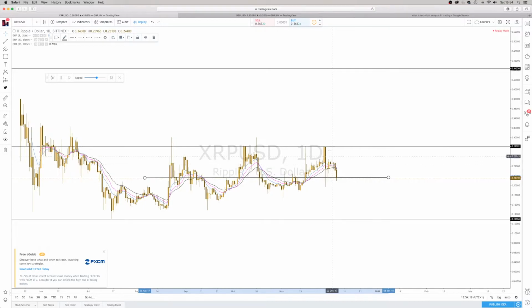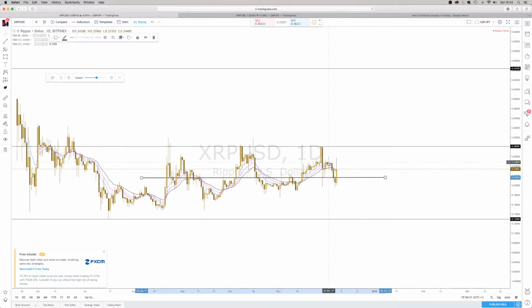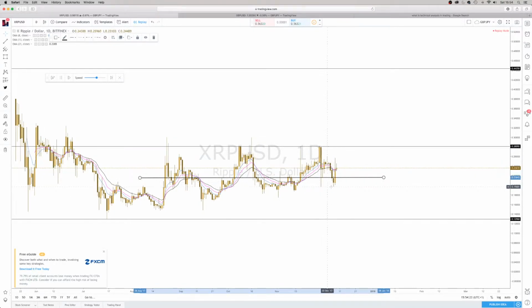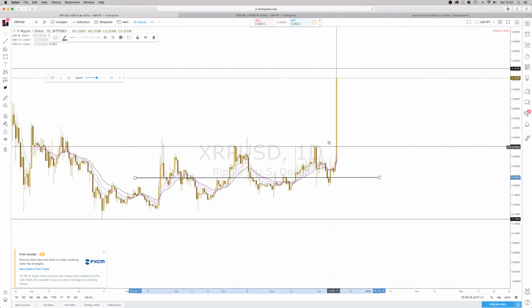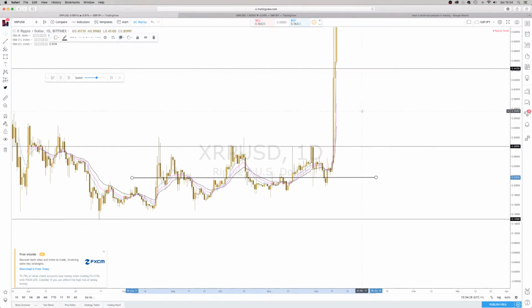Some more indecision. We're going higher. Now we're going back lower. Again, we didn't close lower than this point here. And price again. And this is where it all decided to kick off. So, a very engulfing candle on the 11th of December, and then all hell broke loose on the 12th.